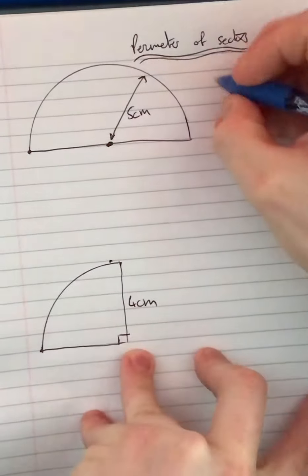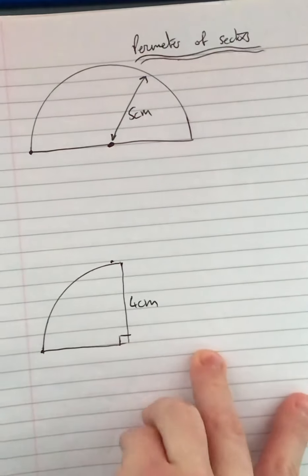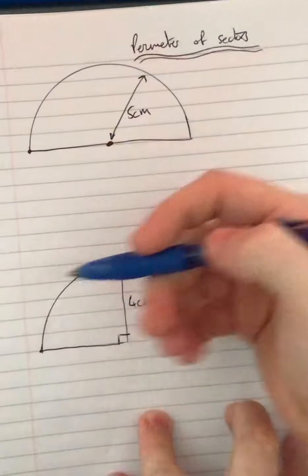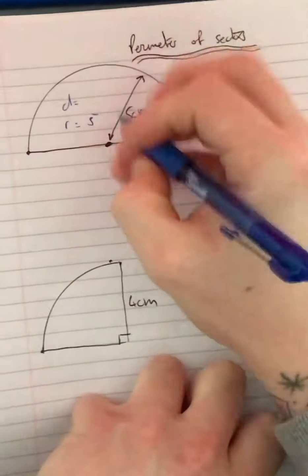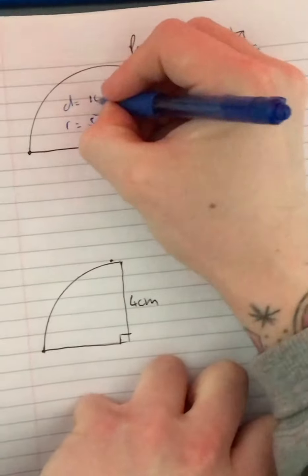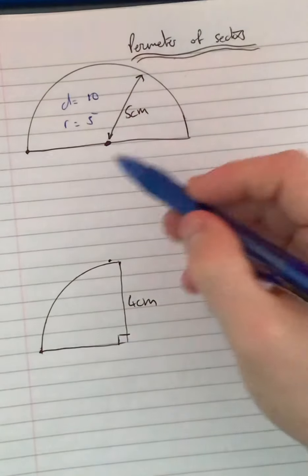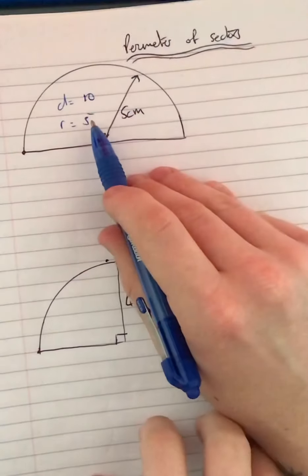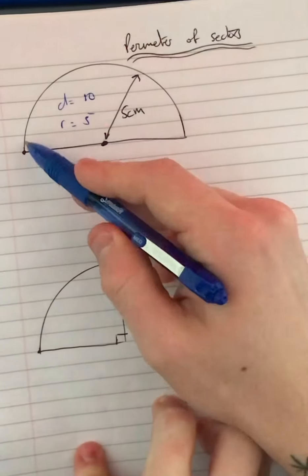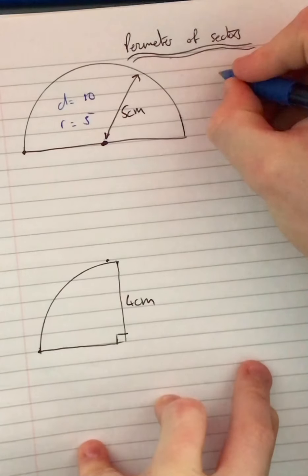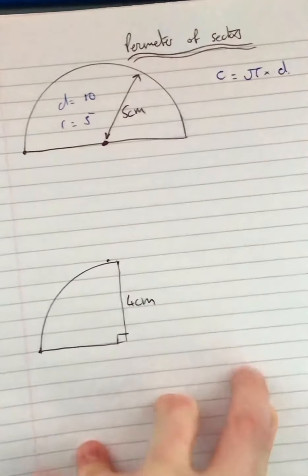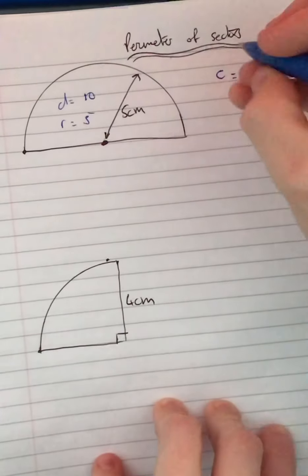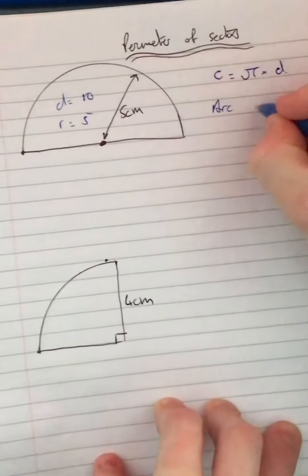Okay, I'm going to start off by working out the arc length. Now the step that I tell you to do first whenever there's a part of a circle or whenever there's a whole circle is what is our diameter and what is our radius. Our radius is 5, centre to the circumference, so our diameter must be 10 because it would go all the way to the other side of the circumference as well. Now, perimeter is the length around the outside, so we need to use the formula for the circumference of a circle, which is pi times diameter. Okay, so we are going to work out the arc length first.